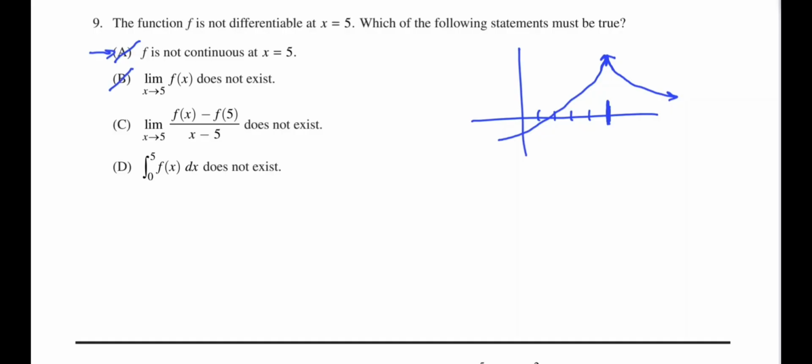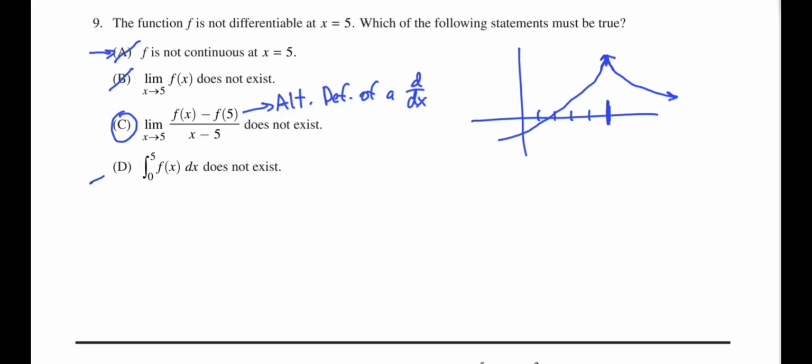And C, the limit as x approaches 5 of f of x minus f of 5 over x minus 5 does not exist. This would be the alternate definition of a derivative. And C would be the answer because we're given that the function is not differentiable at the x value of 5. And C is computing what the derivative would be in limit notation when x is equal to 5. So that would not exist because it's not differentiable at that x value.